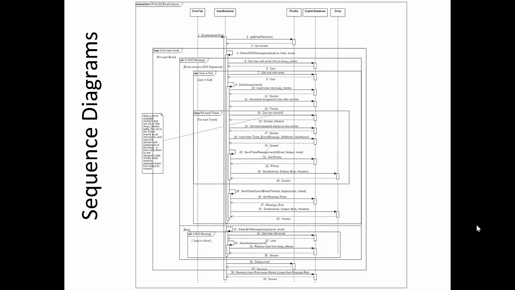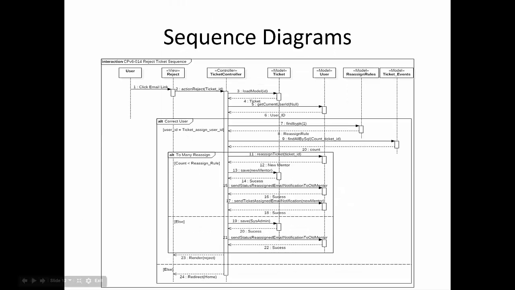emails have been reassigned. If it is a back in office message, it will detect it and then remove that mentor from the away mentor list. And then after it has compiled that for each email, it deletes the email, and then after that, it removes users from the away mentor list that have been there longer than the reassign rules.